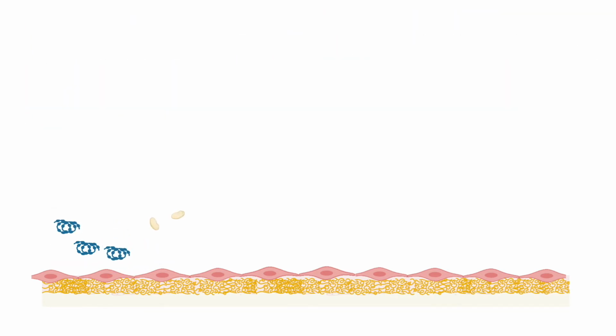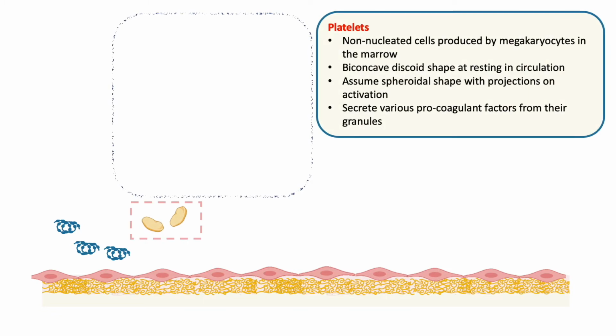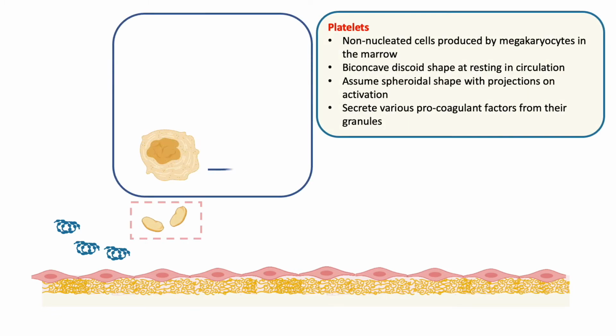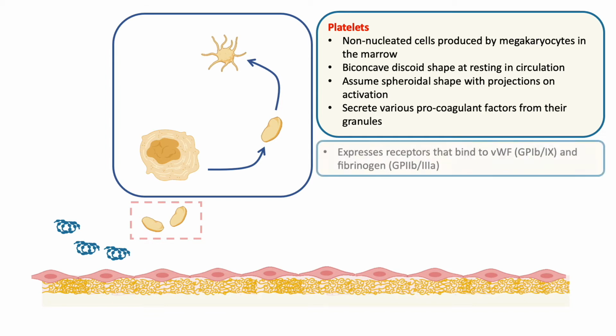The second important player in primary hemostasis are platelets. Platelets are non-nucleated cells that are produced by cytoplasmic fragmentation of megakaryocytes. They are biconvex, discoid-shaped cells resting in circulation, but they assume a spheroidal shape with projections on activation. Platelets also contain various procoagulant factors that are released on activation.